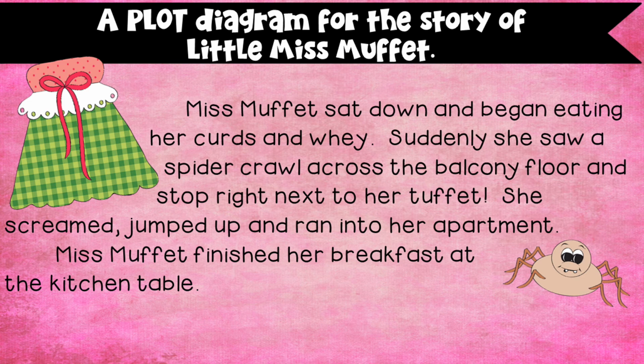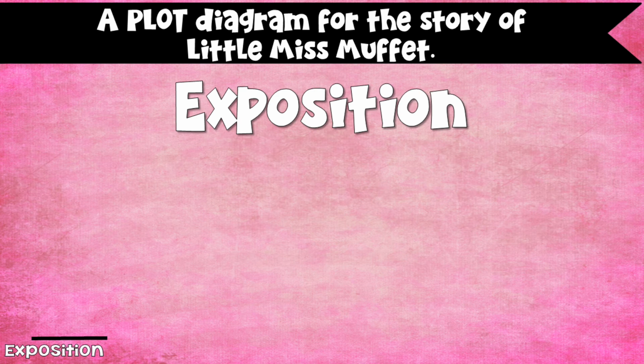Miss Muffet sat down and began eating her curds and whey. Suddenly, a spider crawled across the balcony floor and stopped right next to her tuffet. She screamed, jumped up, and ran into her apartment. Miss Muffet finished her breakfast at the kitchen table instead of on her balcony. So, that being said, what do you think is the exposition of this story?